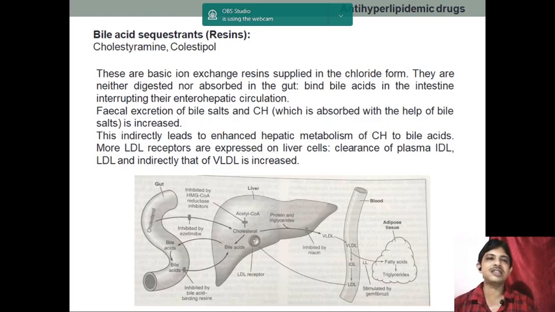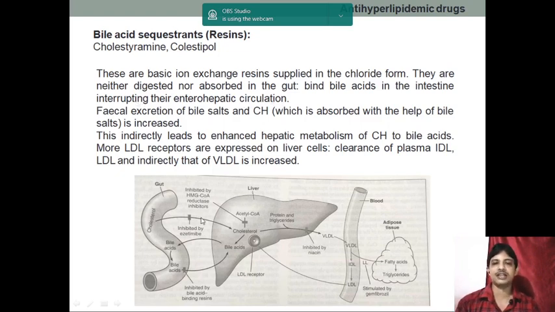Next are the bile acid sequestrants, or the resins. These are basic ion exchange resins supplied in the chloride form. They are neither digested nor absorbed in the gut. That means after administration they are not digested or absorbed in the gut. They bind to bile acids in the intestine and interrupt their enterohepatic circulation.